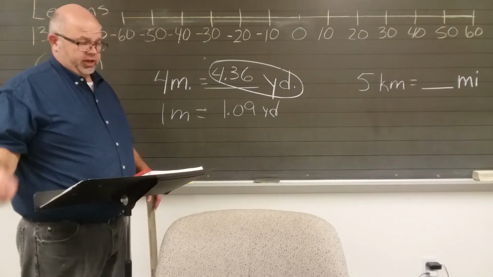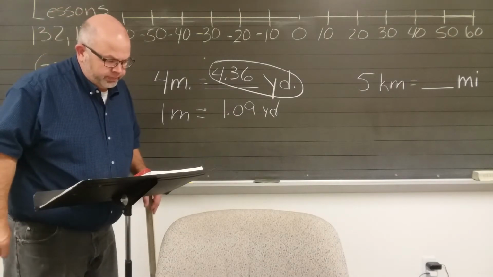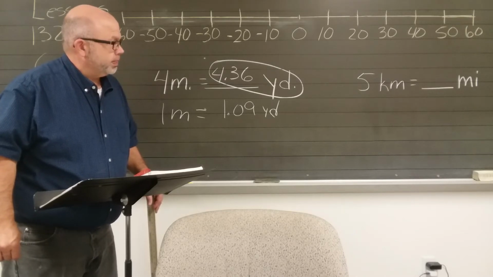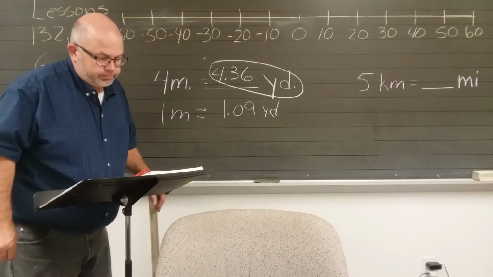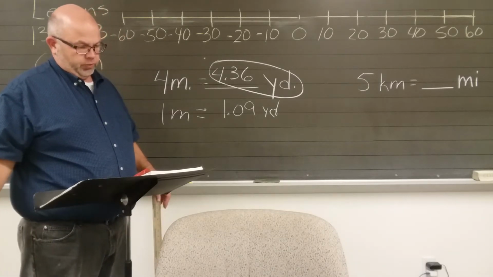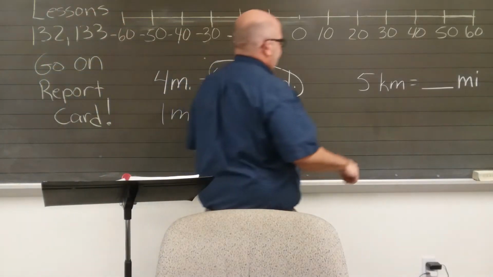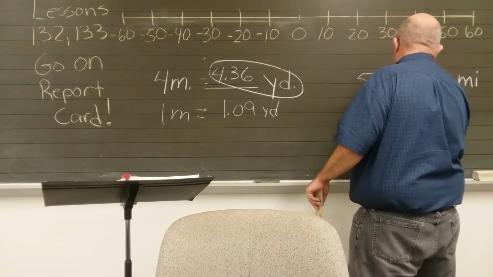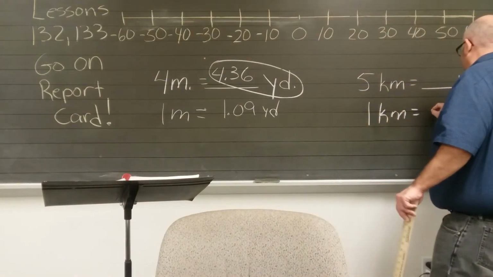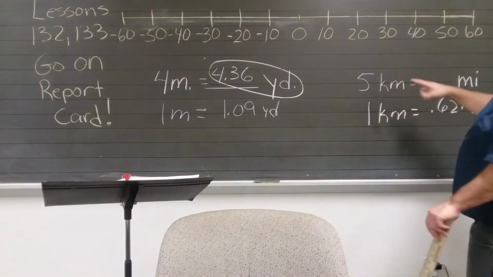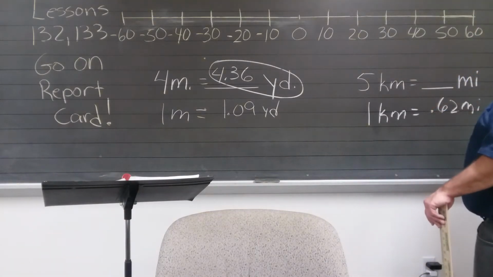Over there, 5 kilometers equals how many miles? What do we got? 1 kilometer equals 0.62 miles. 1 kilometer equals 0.62 miles. And again, multiply.